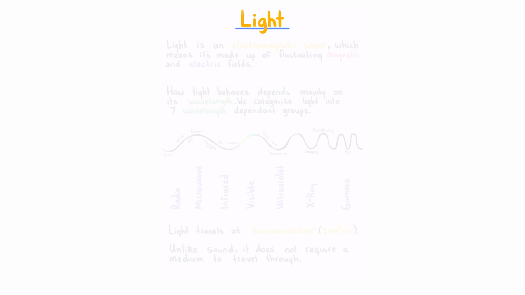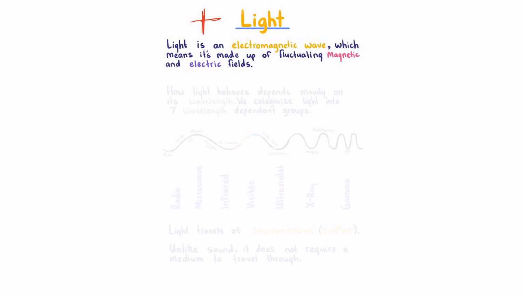Light. Light is an electromagnetic wave, which means it's made up of fluctuating magnetic and electric fields. And say if we had a photon of light coming out of the page towards us, it would have a magnetic field fluctuating in one direction and an electric field fluctuating perpendicular to that. This means that light not only has a direction of propagation, it also has an orientation.